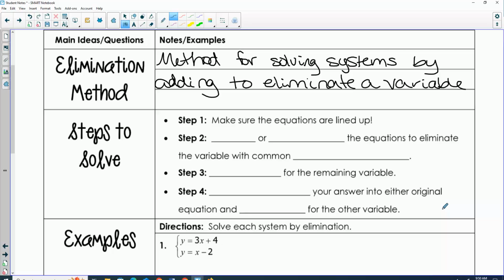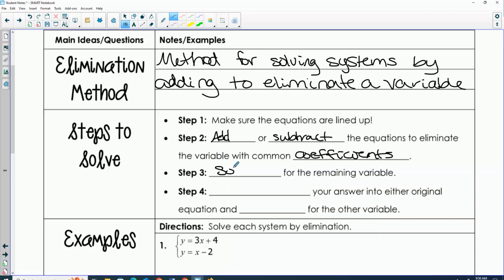Okay, so our strategy for these: we have to make sure our equations are lined up, so we're going to put one under the other. We want the x's lined up, the y's lined up, and the constants lined up. Then we will add or subtract the equations to eliminate the variable with the common coefficient. That's the number in front of the variable. So if they both have a 3x, that's what we're going to eliminate.